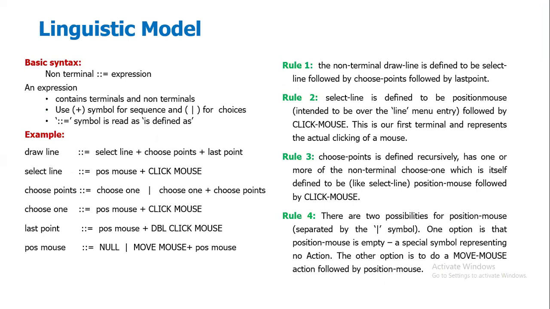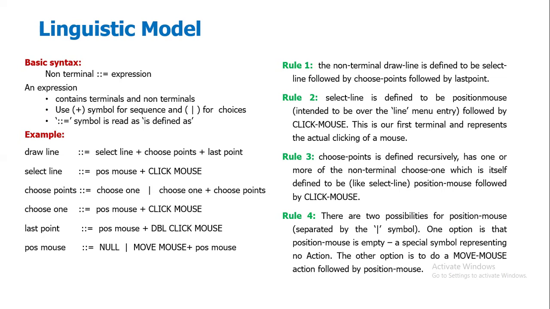The basic syntax for this model is non-terminal ::= expression. The expression contains terminals and non-terminals. Use the plus symbol for sequence and the or symbol for choices, and the ::= symbol is read as "is defined as". For example, draw line is defined as select line, choose points, last point.